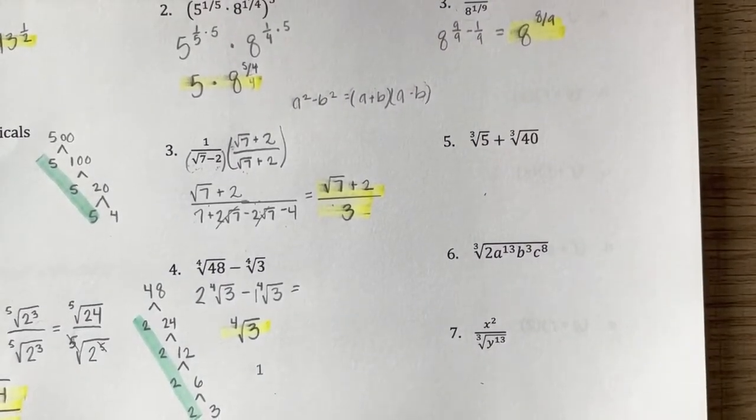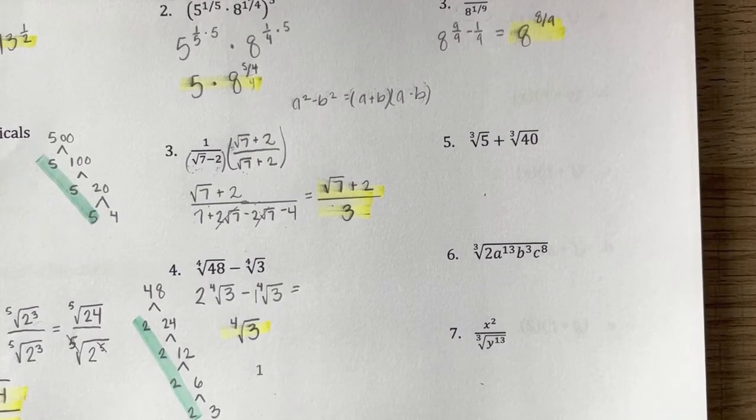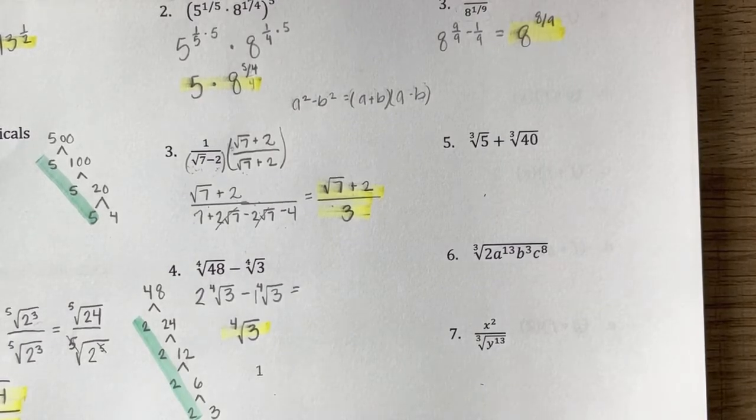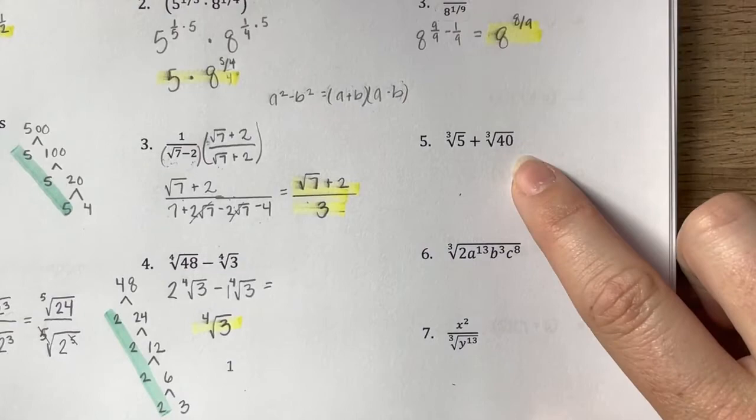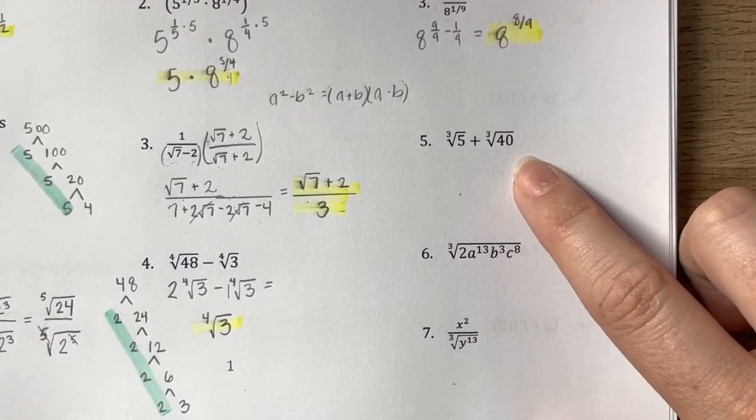And then for number 5, it's the same kind of idea. So we have the cubed root of 5 plus the cubed root of 40. So the root is the same, but what's inside the radical is not. So we'll have to try to manipulate it to get it to be the same. So we'll make a factor tree for 40 and see if we can change it the same way.